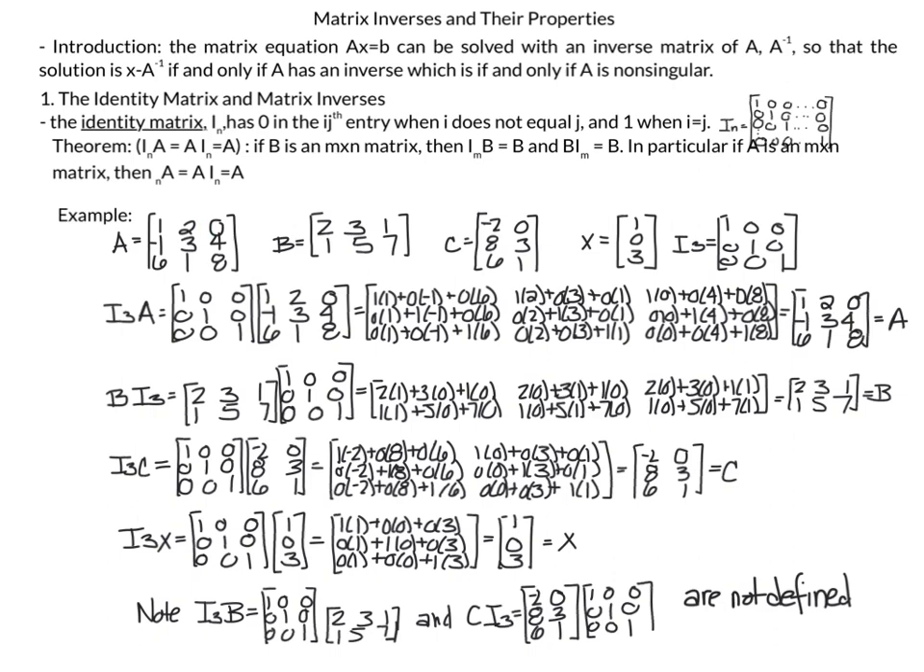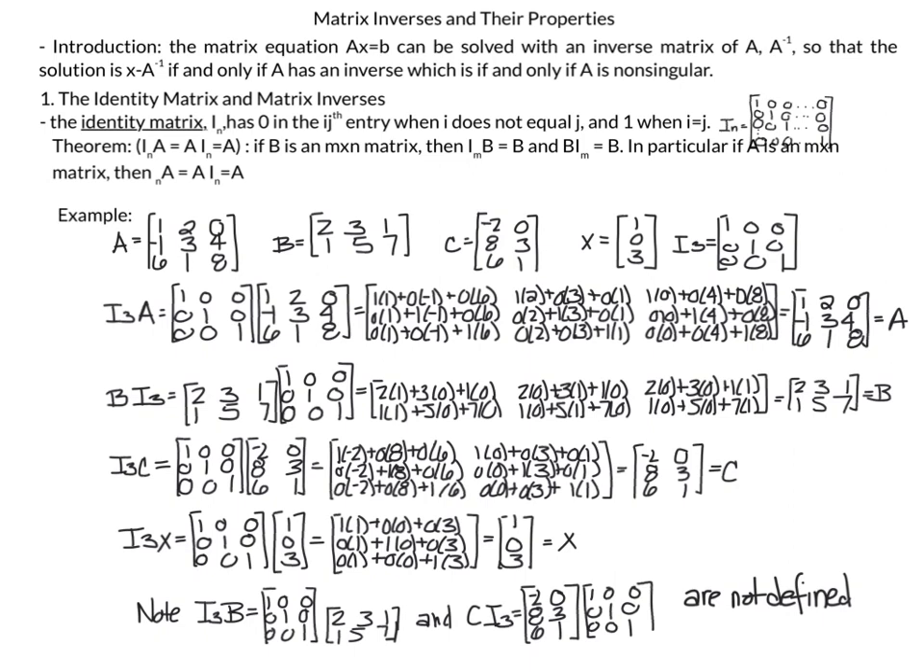Let's say A is equal to the matrix 1, 2, 0, negative 1, 3, 4, 6, 1, 8, and B is equal to the matrix 2, 3, 1, 1, 5, 7. C is equal to the matrix negative 2, 0, 8, 3, 6, 1. And X is the column vector 1, 0, 3. And just a note, I3 is the identity matrix that's 3 by 3, which has 1 when i equals j. In other words, when we're on the diagonal, all the other entries are 0.